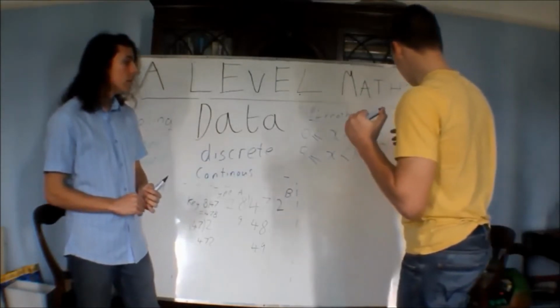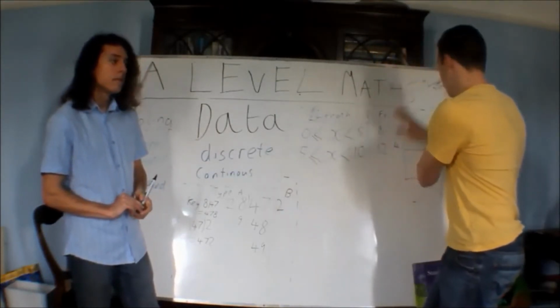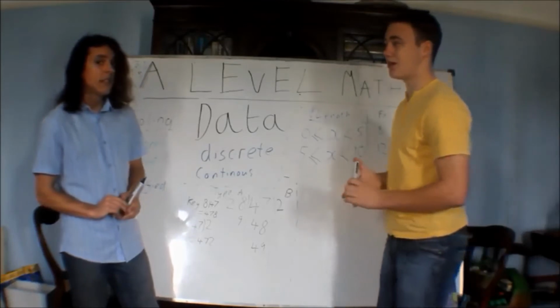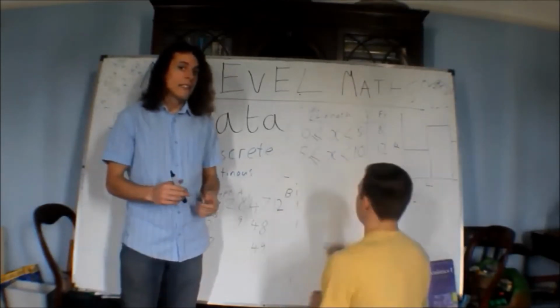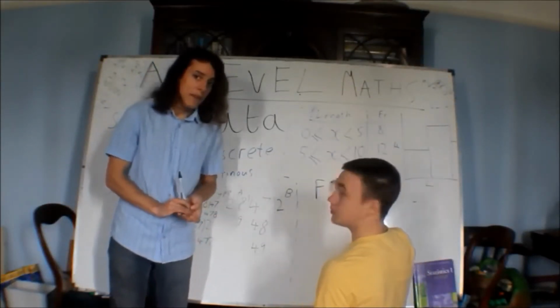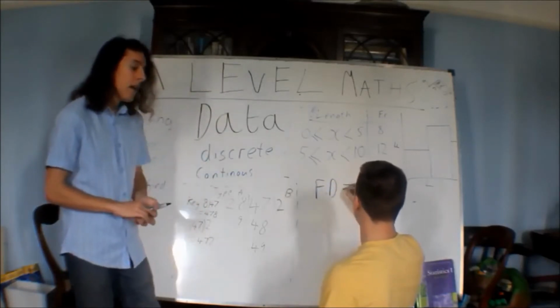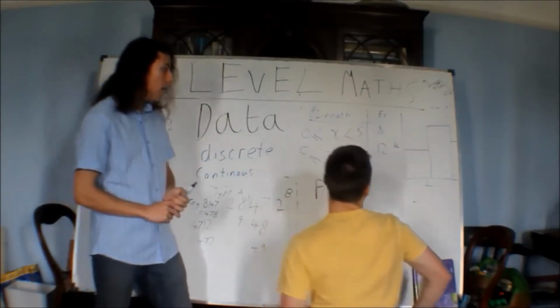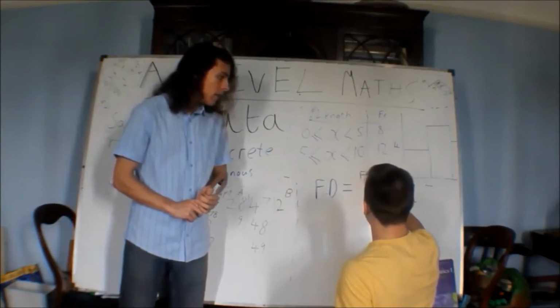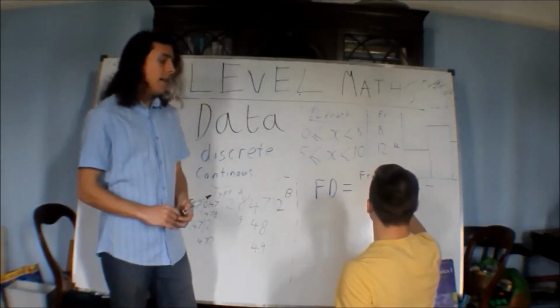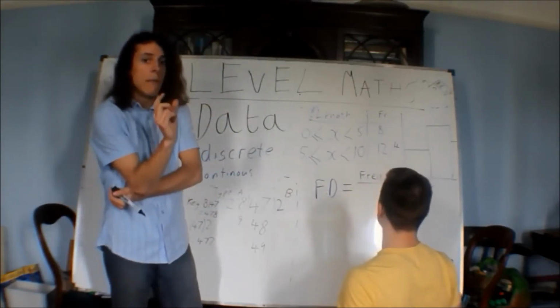Now, that's just a normal table. This isn't the next level, which is the histogram. To get that, you need something called the frequency density. I'm just going to put FD, but frequency density. You work that out by the frequency over the length, isn't it? Yes. And this is what your histogram will actually represent.